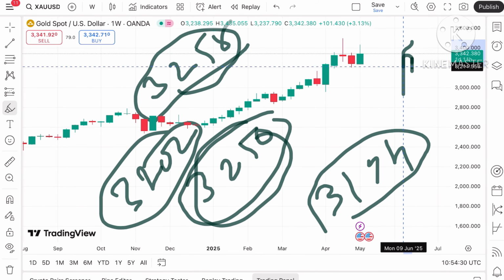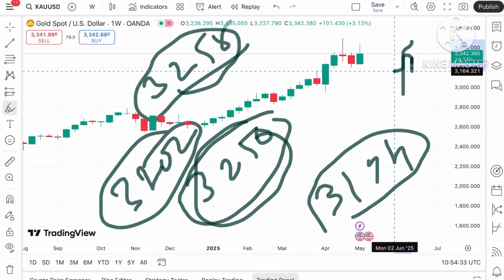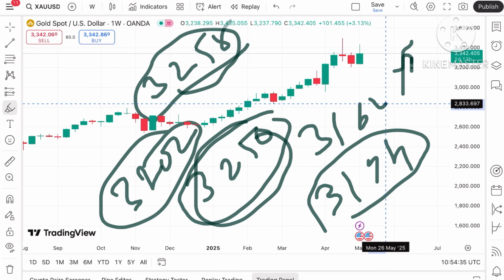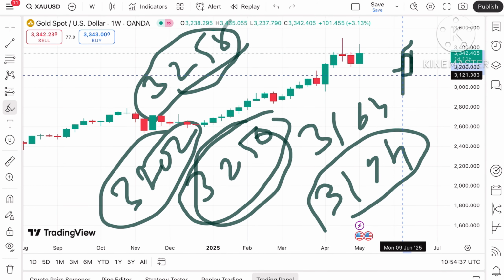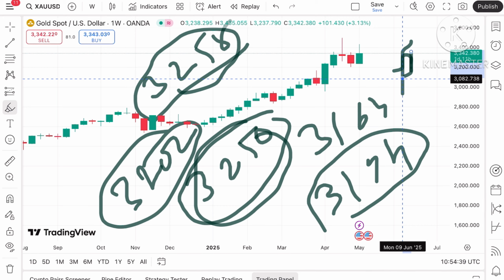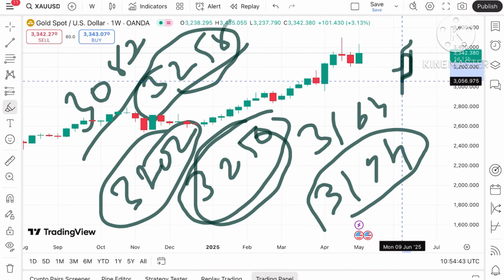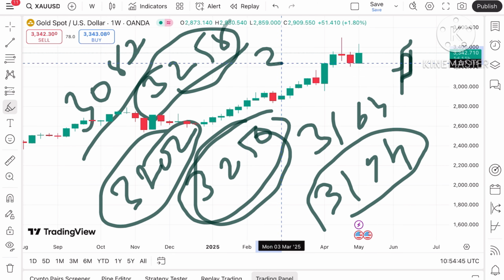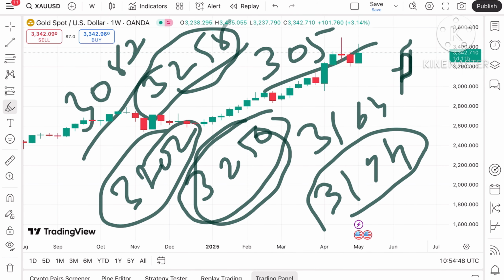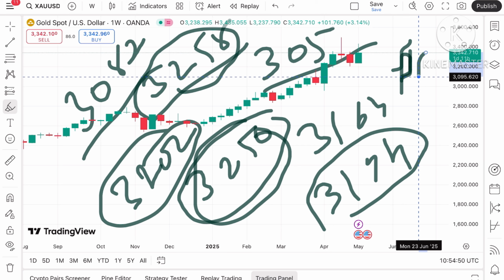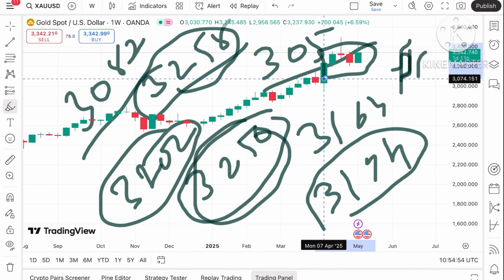Suppose the price falls below that particular level, a chance of going towards a level of 3164, and if it started falling below that particular level, a chance of going towards a level of 3082 is there. If the price falls below a level of 3082, we can see a level of 3056, and then a further downfall we can see. So the probability of moving further low we can see as soon as the price started going below this particular level.